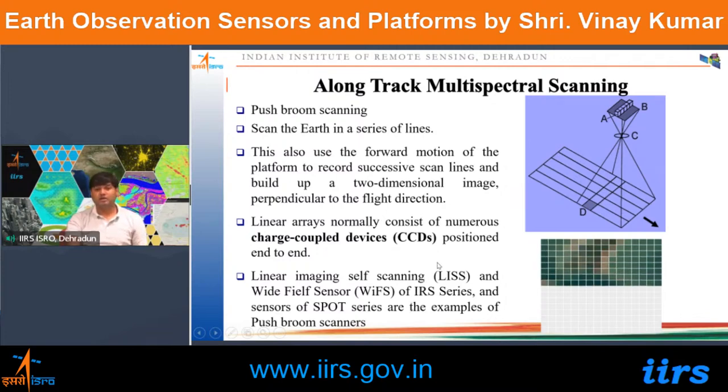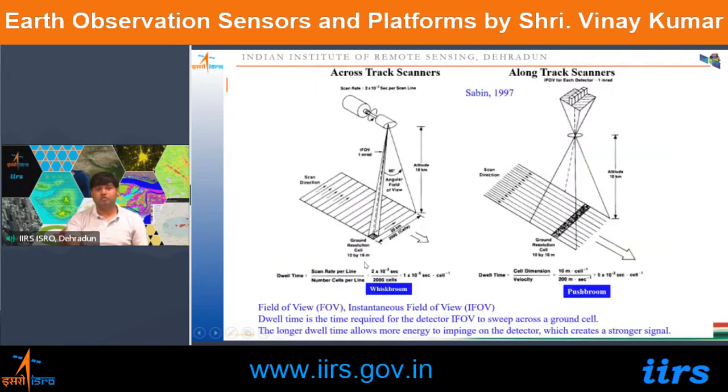Now, what are the advantages and limitations that I'm going to talk about? You can see a cross-track scanner. Suppose this is a 90-degree field of view and the swath width is 20 kilometers. The same swath width we are also taking for an along-track scanner. Now the pixel size is 10 meter by 10 meter, and here also the pixel size is 10 meter. The scan rate of the rotating mirror is 2 into 10 to the power minus 2 seconds per scan line.